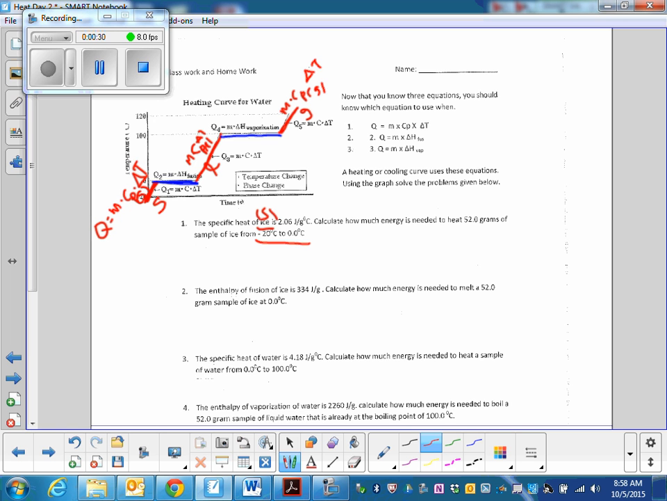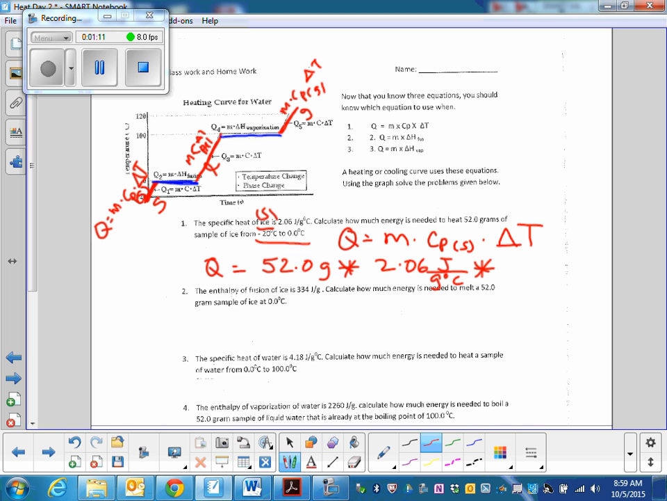So, who can tell me what equation I have to use to solve this step? The temperature is changing. Yes. Q equals M times Cp of the solid times delta T. Therefore, my Q equals, what is my mass? My mass is 52 grams. 52.0 grams times my specific heat, which is 2.06 joules over grams degree Celsius.